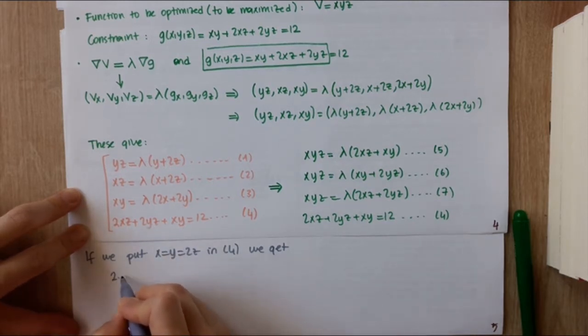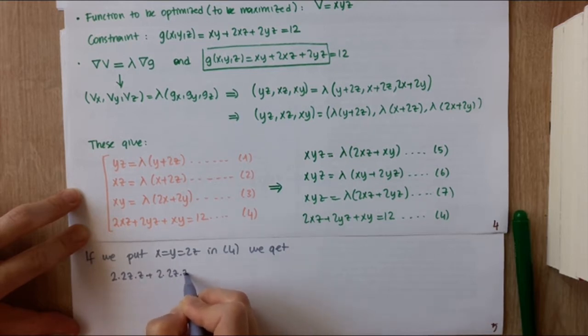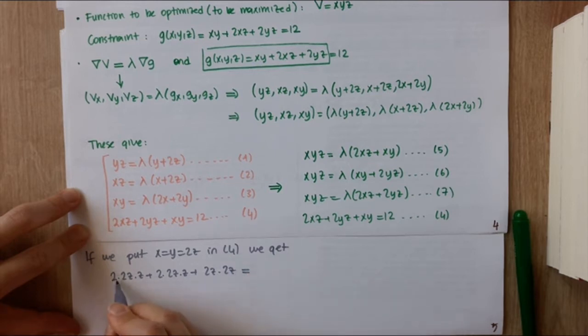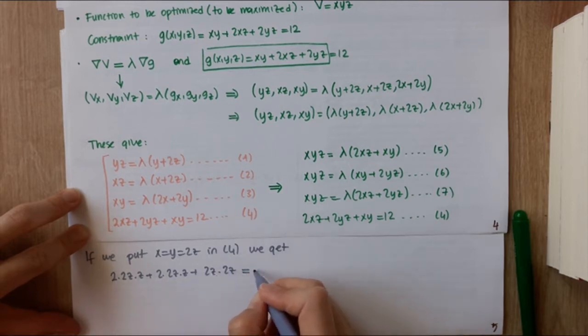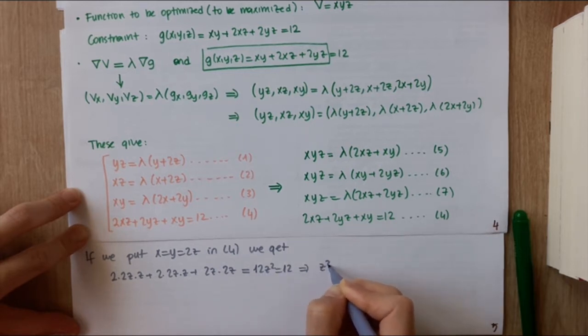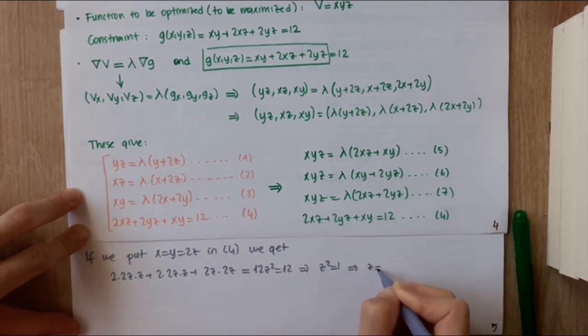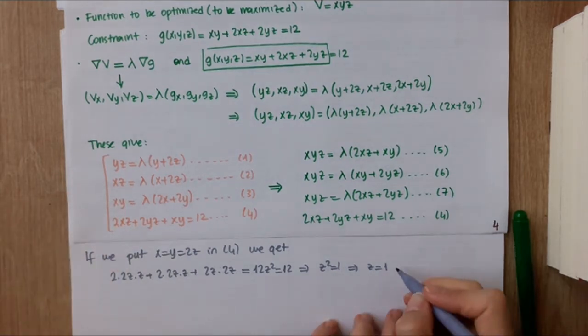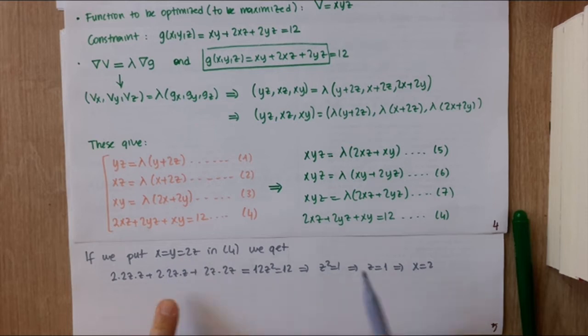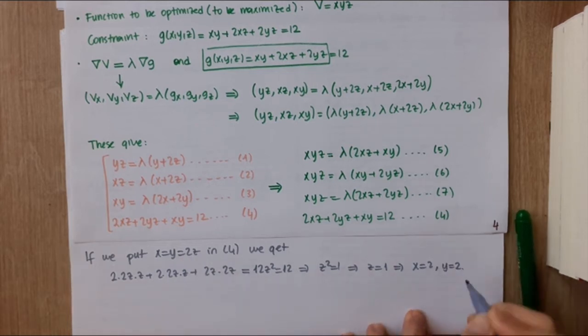So I have 2 times 2z times z plus 2 times 2z times z plus 2z times 2z, which means I have 4z squared, 4z squared, 4z squared, so 12. Z squared equals 12, so z squared is 1. Because z is a length, it is positive, so z is 1. If z is 1, x is 2. Why? Because x is 2z, y is 2z, and y is 2 also.